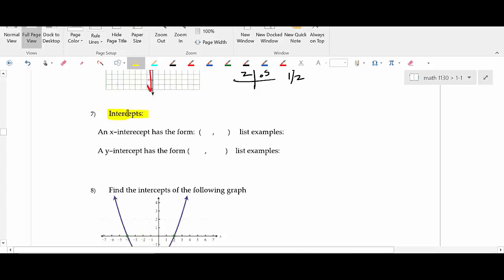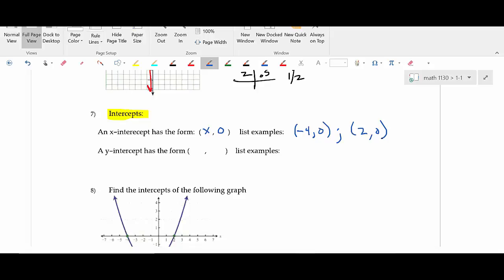We're going to talk about what we mean by a graph having an x and a y intercept. First of all, an x-intercept would look like this: you have an x value, and then you have a 0. What that means is the point is on the x-axis. We've already plotted a couple of those tonight. An example might be -4, 0, or 2, 0. If you plotted those points, wouldn't they be directly on the x-axis? Yes, because you're not moving up on the y value. That's what an x-intercept looks like.